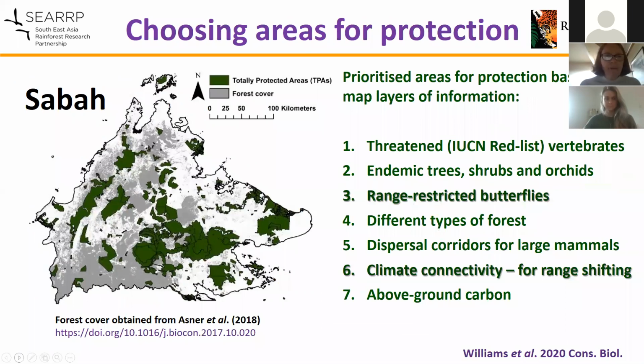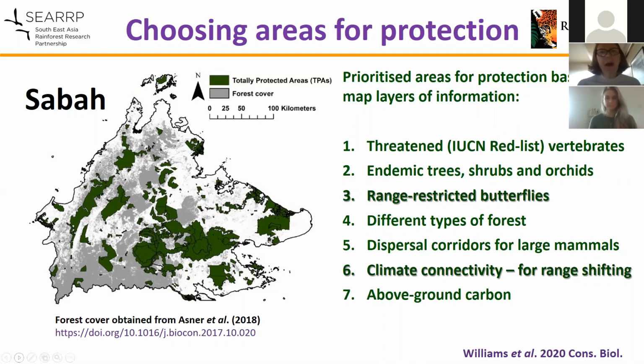So here we are, this is Sabah. On the left there is a map that shows in green where areas that are already totally protected are. So these are bits of rainforest that already are totally protected, and in grey are the other areas of forest. And so those are areas that we were looking to see which areas of those grey should be additionally protected in order to make the whole totally protected area up to 30% of the land cover.